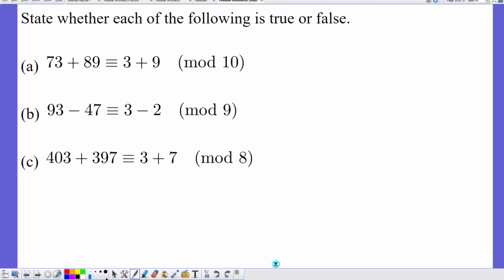Well, mod 10 is super easy to work with because you just look at the ones digit. So, it is absolutely true that 73 is congruent to 3 mod 10. You can confirm this by doing division. Or think of it as 7 times 10 is 70 plus 3, your remainder would be 3. And it is also absolutely true that 89 is congruent with 9 mod 10.